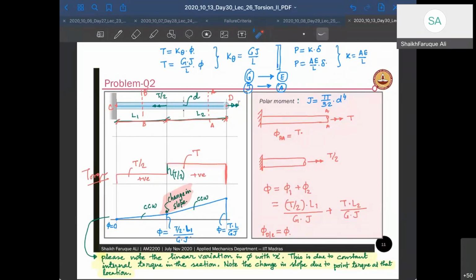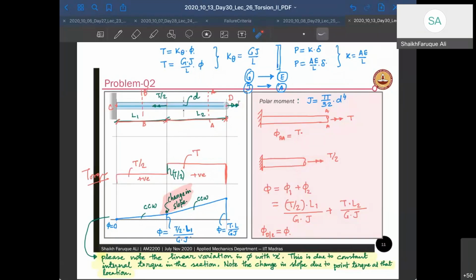Now come to this, after this, take up a cross section here at BB. So at the BB cross section, you have T acting this side and T by 2 acting this side. So what are we going to have? You will have effectively T by 2 acting outside, right? So again, in this cross section, you have something applied on the outside. So it's also positive. So it's going to be T by 2 positive.